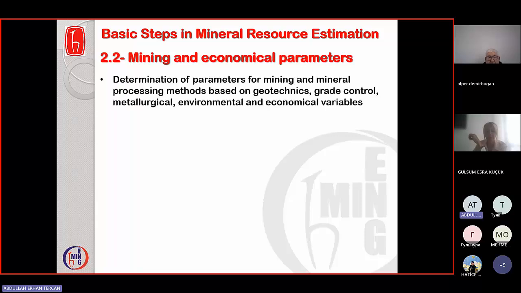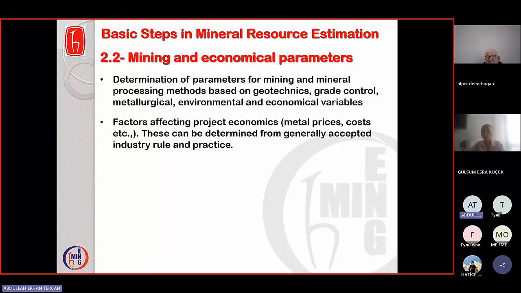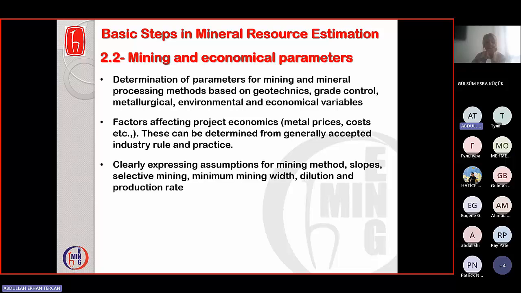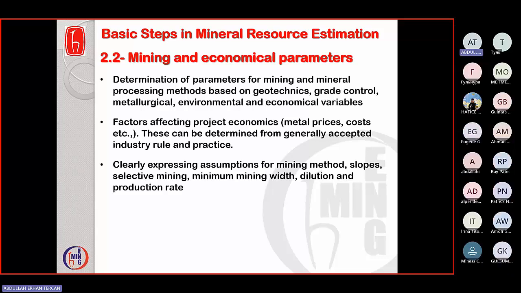Mineral resource must have reasonable prospects, as I explained earlier. Therefore, we must determine parameters for mining and mineral processing methods based on geotechnical processes, grade control, metallurgical, and economic variables. Factors affecting the project economics, such as metal prices and cost, can be determined from generally accepted industrial rule and practice at this stage. You must clearly state the assumptions for mining methods, slopes, selective mining, minimum mining width, dilution and production rate. You must determine cutoff value based on long-term prices, processing recovery, cost of mining, and mineral processing.